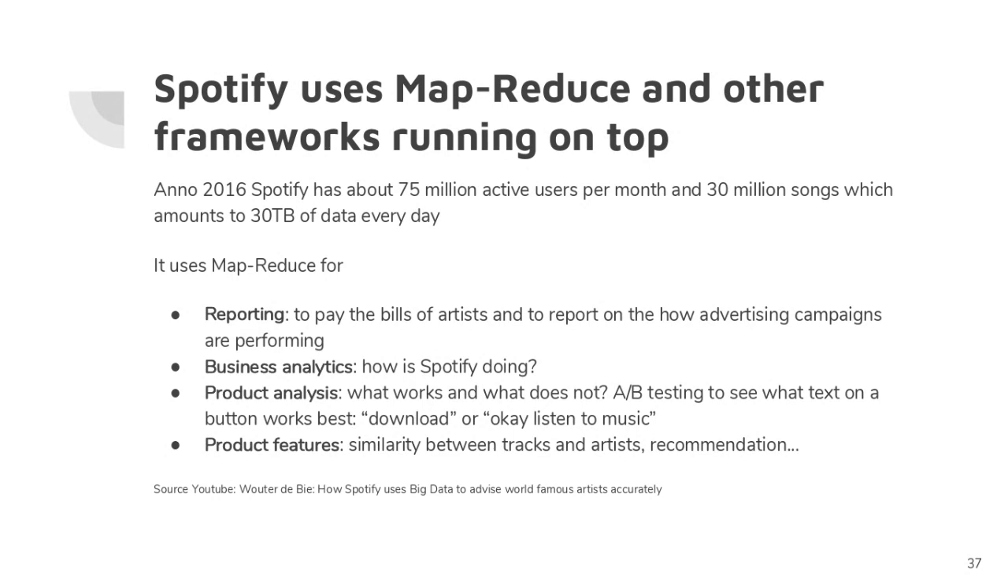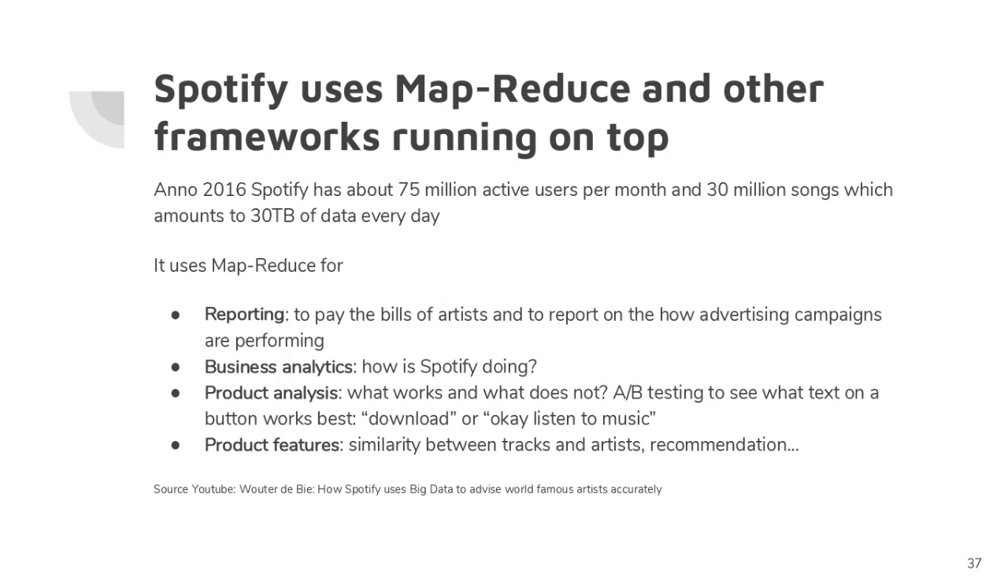Also for business analytics, for product analysis, for instance, they can look at the traffic after an A/B test. That's maybe two different algorithms, each shown to a group of users, to see which button works best. They can show half of the users a button "download" and the other half "is it okay to listen to music", and then select in the interface what the users are most likely to click, to further improve the product and the end user experience.